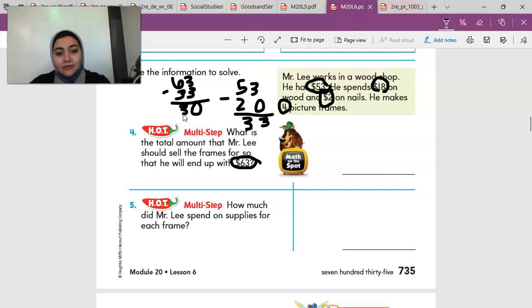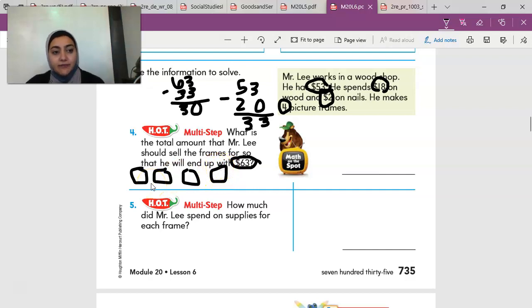No. Okay, I think I just confused you. Let's go ahead and draw a picture. Pictures do help. So these are his 4 frames, right? How much should he sell each frame for to make $30? I'm going to draw the 4 frames, and now I'm going to guess and check.